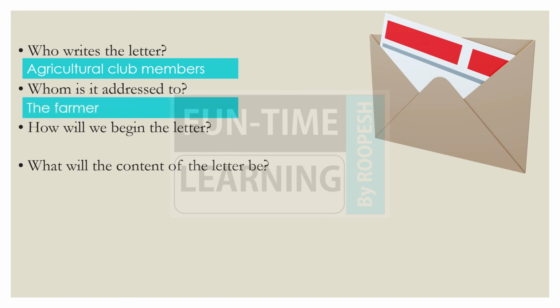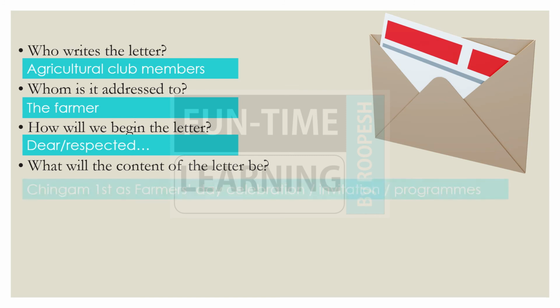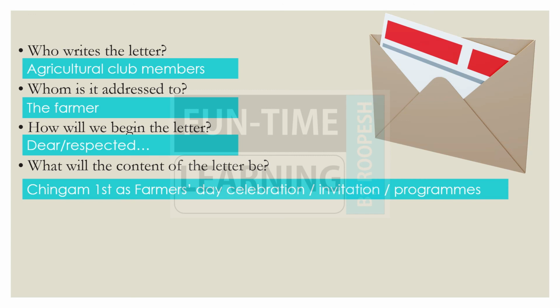Whom is it addressed to? ആരെ അഡ്രസ്സ് ചെയ്യുന്നത്? ഫാർമറിനെയാണ്, കൃഷിക്കാരനെയാണ്. How can we begin the letter? We can begin it by different types of addressing. Here the one that I'm using here is dear or respected. So these are the contents of the letter. Ulladakam, Chingam first as Farmers Day celebration, invitation, programs പറ്റി നമുക്കതിൽ പറയേണ്ടതുണ്ട്.